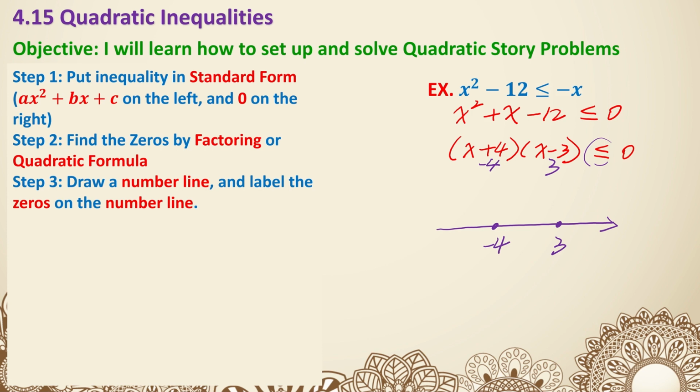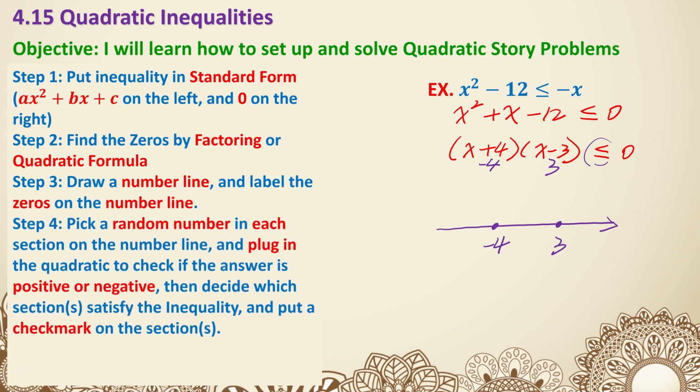Next, these 2 points separate the graph into 3 sections, and we need to decide which one or ones of these sections we are going to keep. So here's what we're going to do. We're going to pick a random number in each section on the number line and plug into the quadratic to check if the answer is positive or negative, and then decide which section satisfies the inequality and put a check mark on that section. This is a pretty general method.